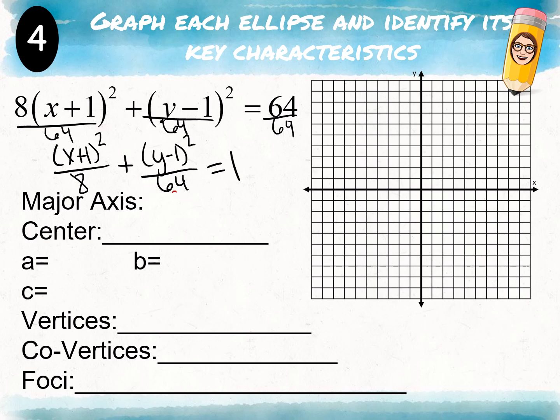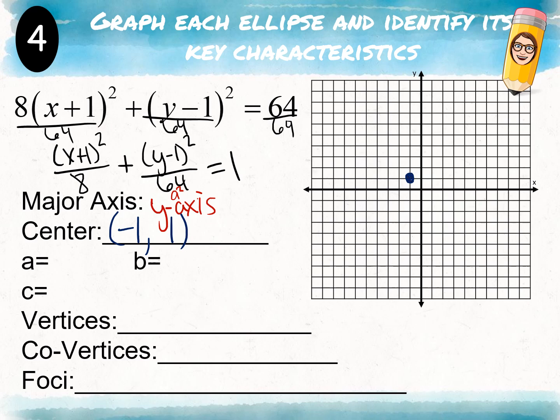My larger value, my a squared, is 64 and it's under the y, so that means that my major axis is the y-axis. Think of it going vertically. My center point today, it says x plus 1, I write negative 1. It says y minus 1, I write positive 1. So our center point is right here.